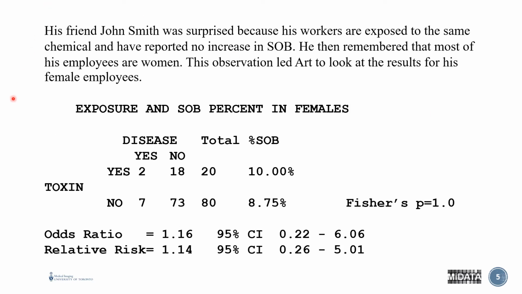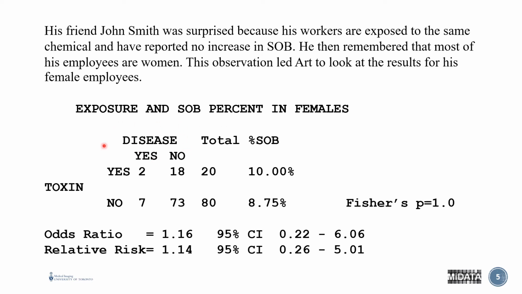So his friend John Smith was surprised because his workers are exposed to the same chemical and have reported no increase in SOB. He then remembered that most of his employees are women. Now, this observation led Art to look at the results for his female employees. So in this case, it's exposure and SOB percent in females.